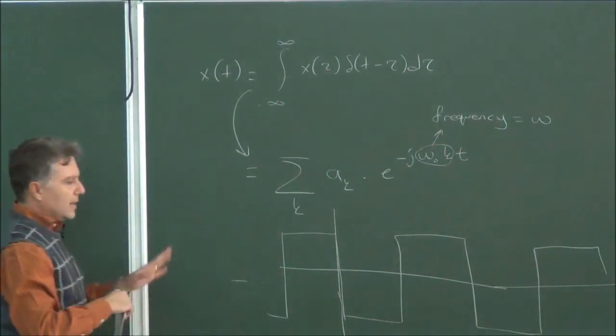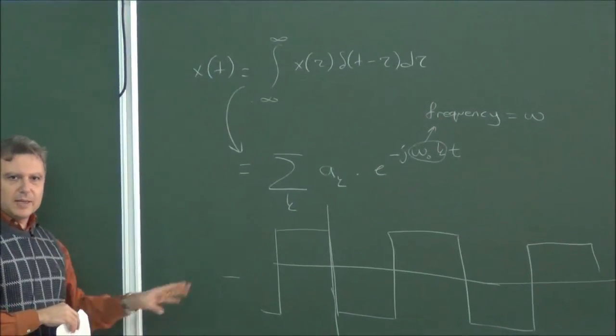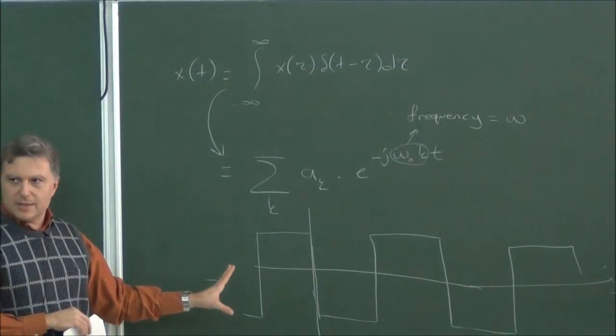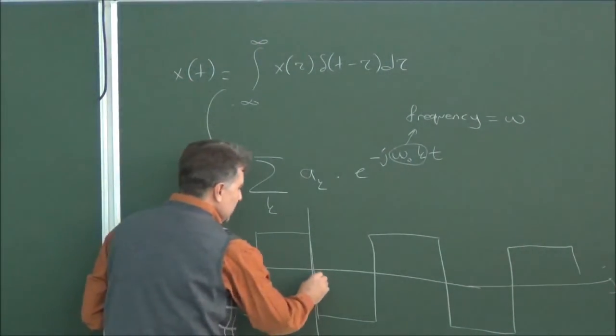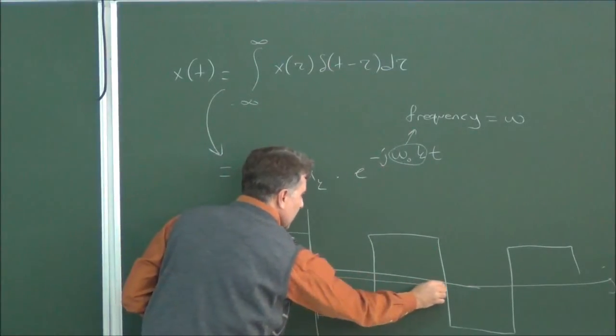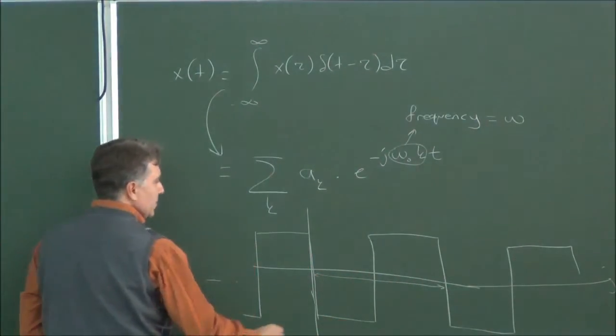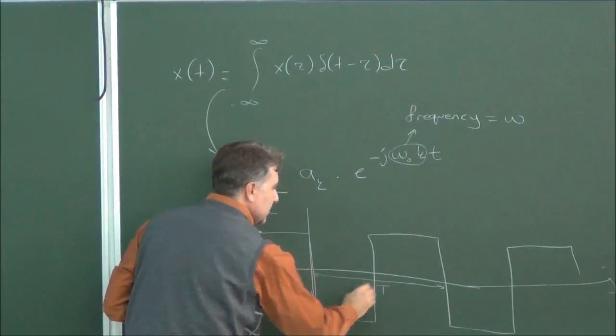It's going to the left and to the right. A pulse waveform, and it is certainly periodic, right? You can see that. What is the period? The period is from here to here, and let's call it capital T.